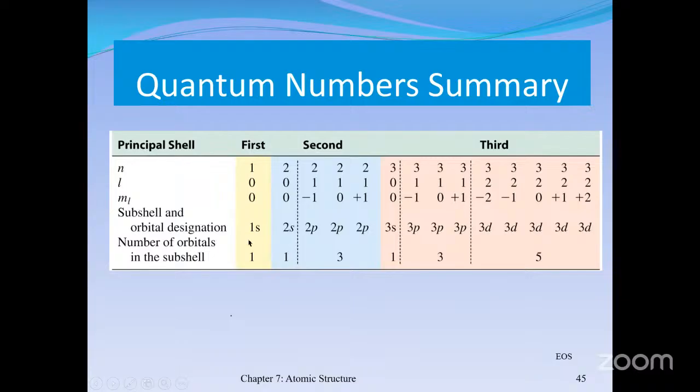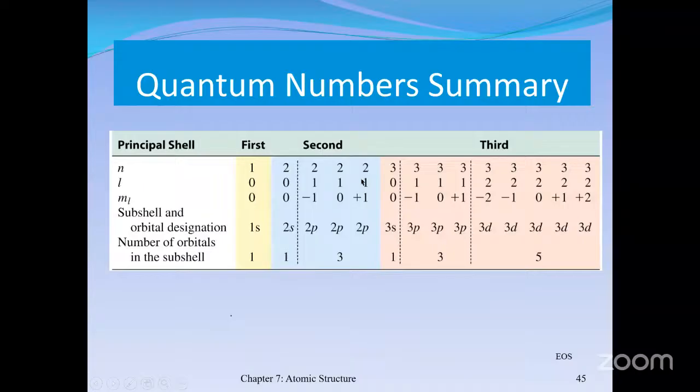Now, in the case of the second shell, N is equal to 2, right? And where N is equal to 2, you can have 2 possible values of L, 0 and 1, right? If L is equal to 0, that means ML is equal to 0, just like we said over here. And the designation for this particular subshell is 2S. 2 because it's from the second shell, and S because L is equal to 0.